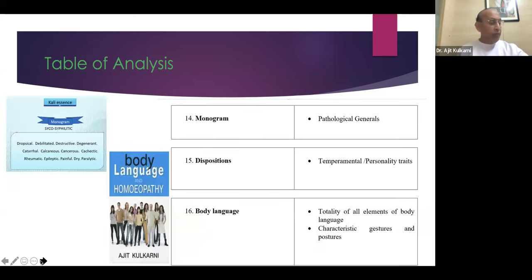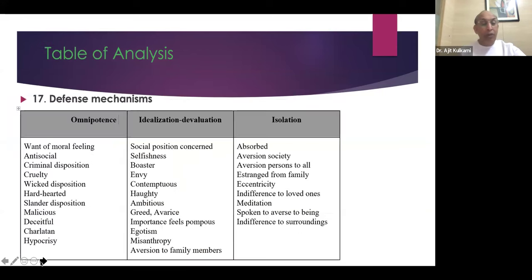Then point 14 is monogram, dispositions, temperamental personality traits, all the mental operations of the patient at the personality level are being understood here. Then comes body language, point number 16. Point number 17 is defense mechanisms. So almost more than 13 defense mechanisms are being used for the sake of data processing.